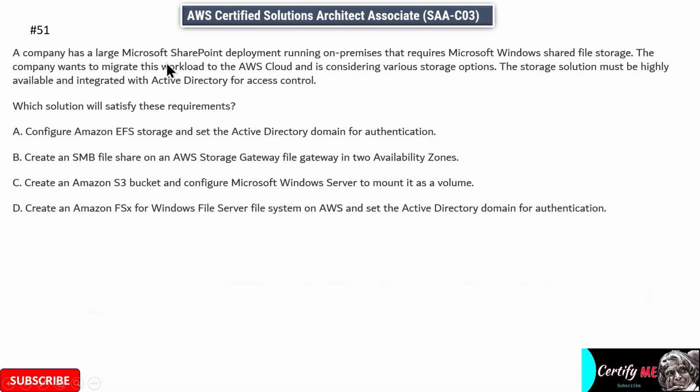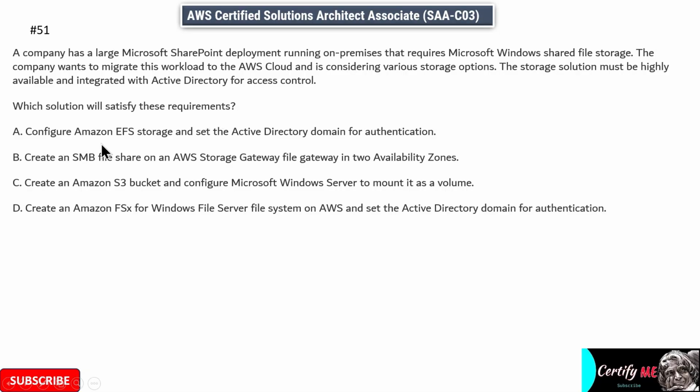A company has a large Microsoft SharePoint deployment running on premises that requires Microsoft Windows shared file storage. The company wants to migrate this workload to the AWS cloud and is considering various storage options. The storage solution must be highly available and integrated with Active Directory for access control. Which solution will satisfy these requirements?